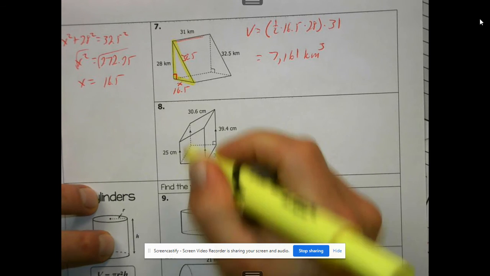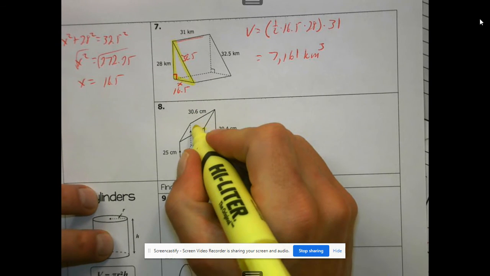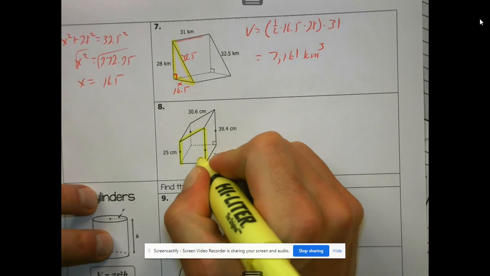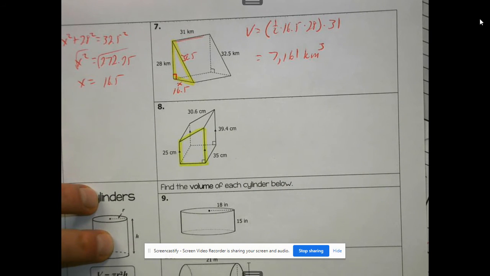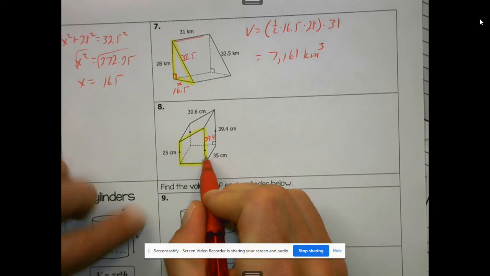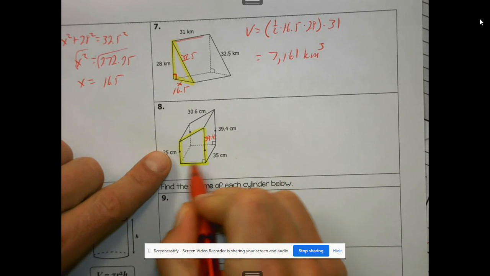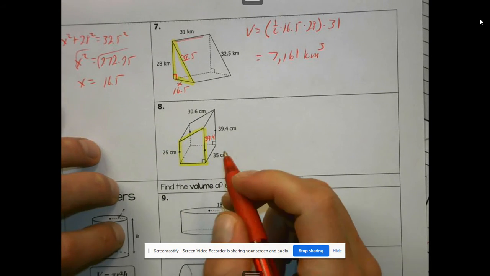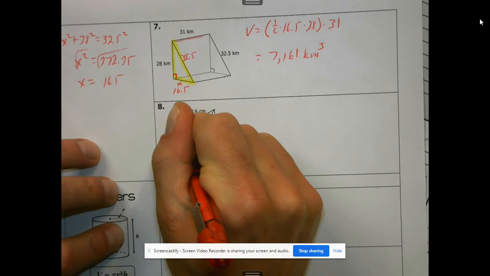All right, number 8, trapezoidal prism. Let's highlight the base. All right, missing a piece. I have the two bases on my trapezoid, but I don't know the height of this thing. So we got to do a little bit of work here. I'm going to draw in a height line.